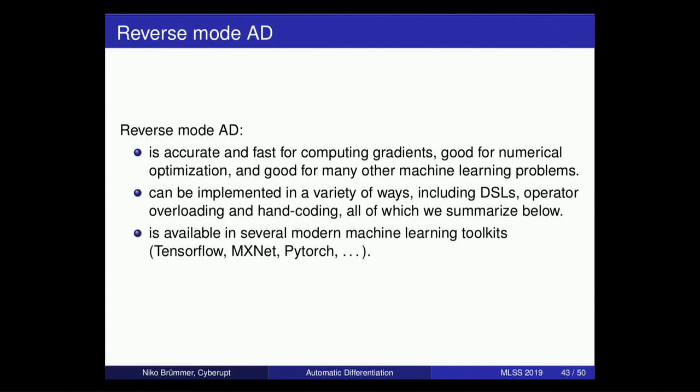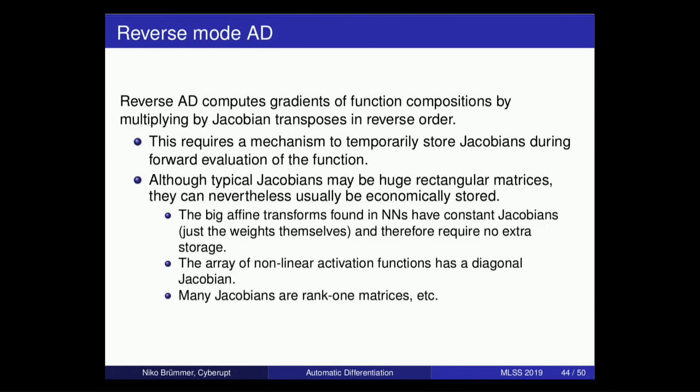Reverse automatic differentiation computes gradients of function compositions by multiplying the Jacobian transposes in reverse order. The first thing you'll typically do is evaluate the function value, but if you know you're going to need to backpropagate, every little function block needs to store its own Jacobian matrix. Some of those Jacobians are going to be huge. If you explicitly store that Jacobian matrix, that's going to require a lot of memory, but there are many cases where you don't need all that storage.